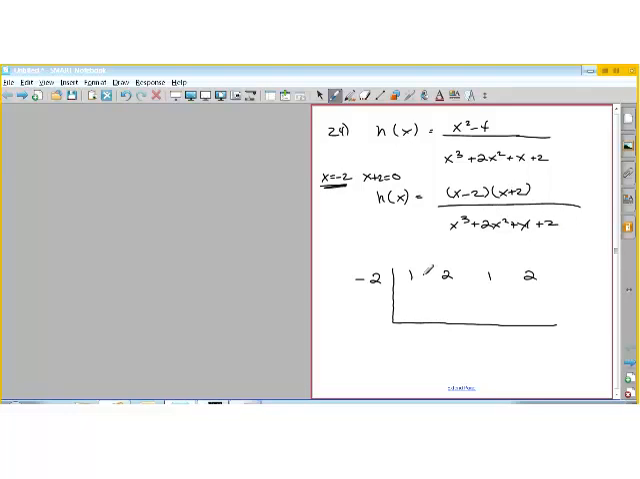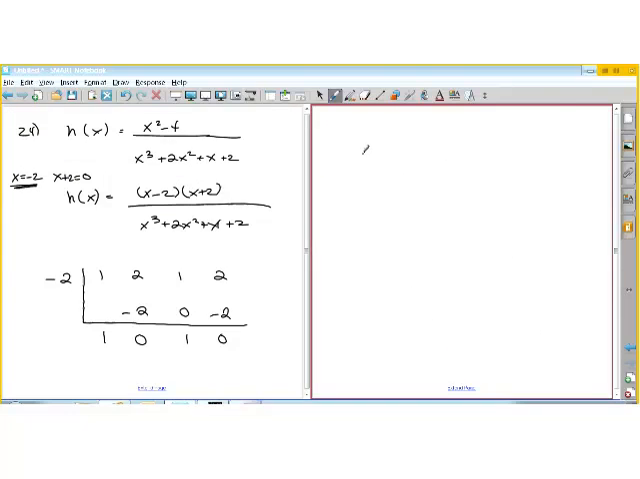Another way you could do it is you could plug in -2 and see whether you get 0 here, because you'll get 0 in the numerator. And so we'll do that too. But let's go ahead and do this. Okay, so you take 1, you bring that down, and then you have -2 times 1, which is -2, and you get 0 when you add those two together. -2 times 0 is 0, so 1 plus 0 is 1. -2 times 1 is -2, and then you add them together, you get 0.